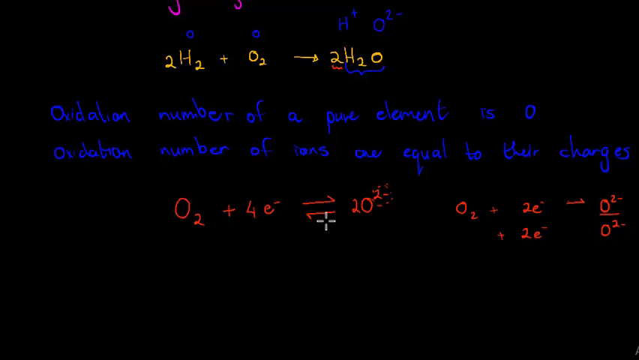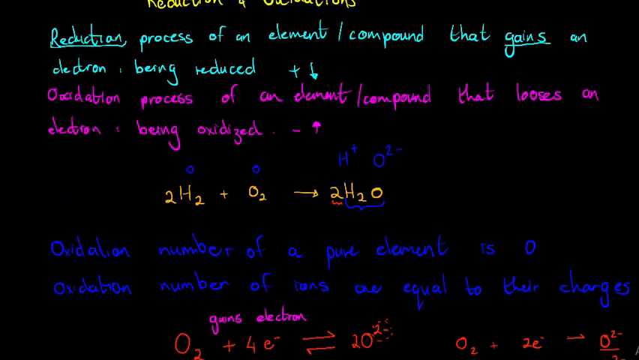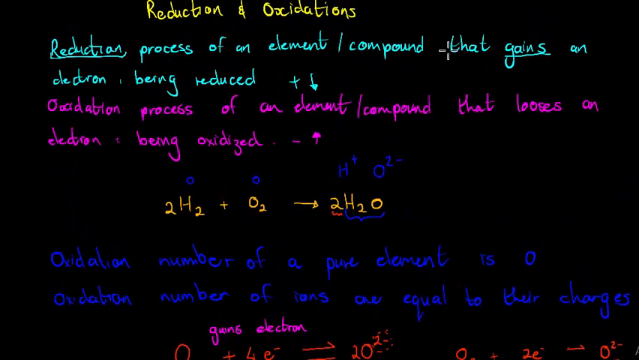So what had happened to this one? Well, this one we see gained electrons, and therefore oxygen is reduced. Okay, why is it reduced? Because we defined reduction as the process of an element or compound that gains electrons.